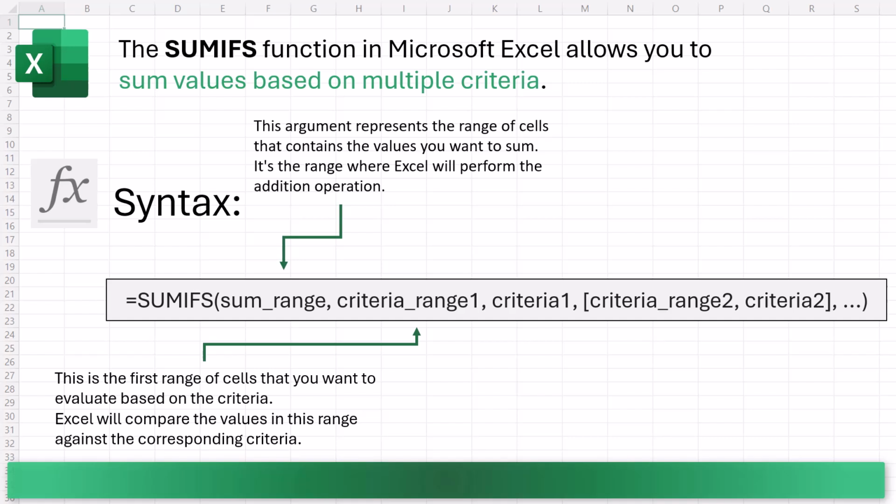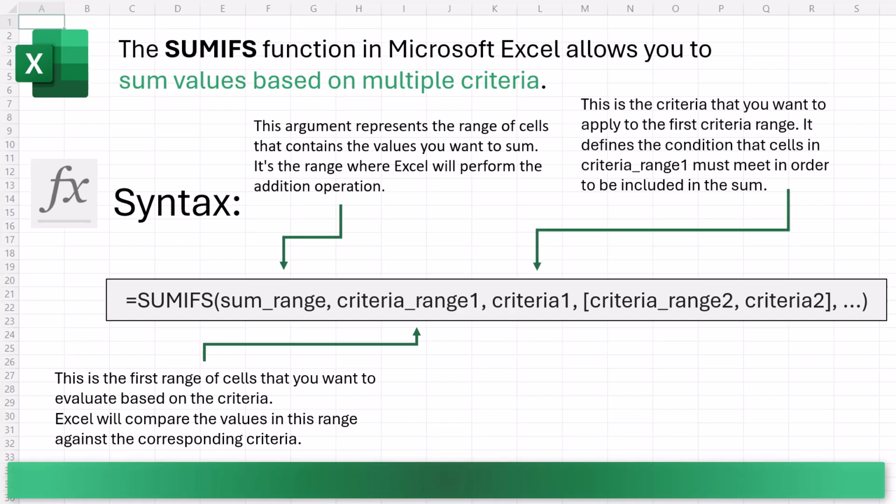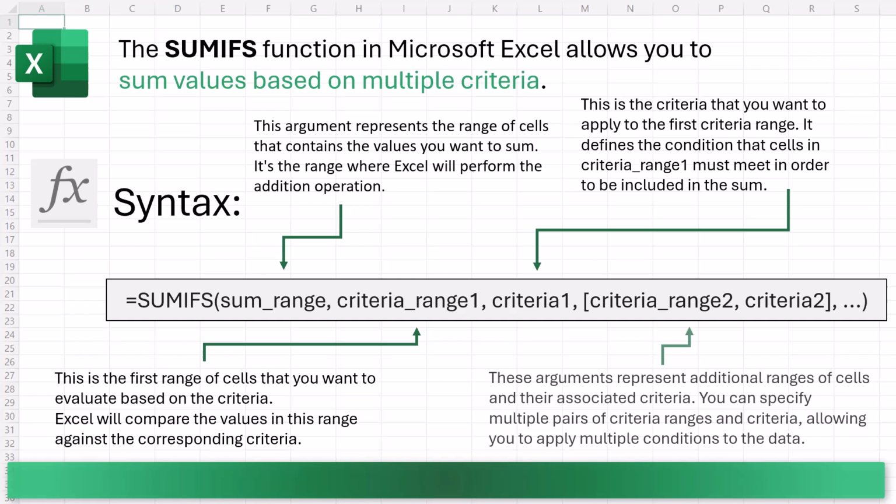The next argument, which is the third in SUMIFS, criteria 1. This is the criteria that you want to apply to the first criteria range. It defines the condition that cells in criteria range 1 must meet in order to be included in the sum. Then, a chance for more. These are optional, and these arguments represent additional ranges of cells and their associated criteria.